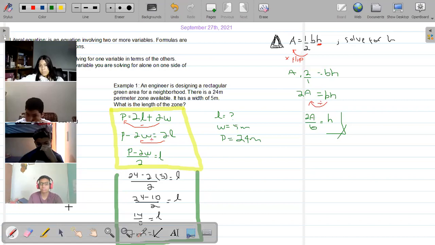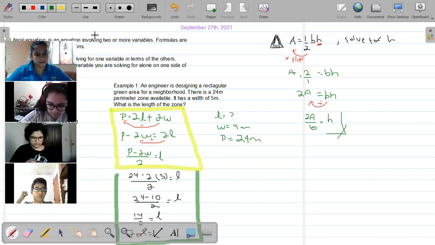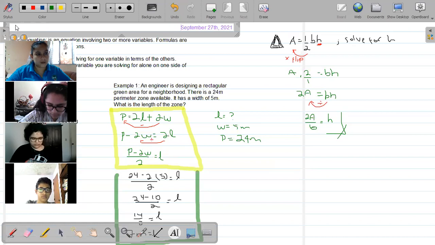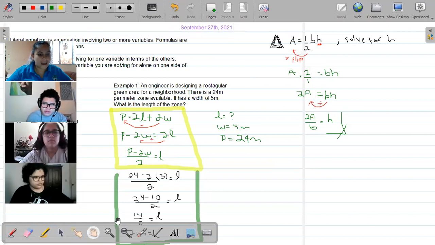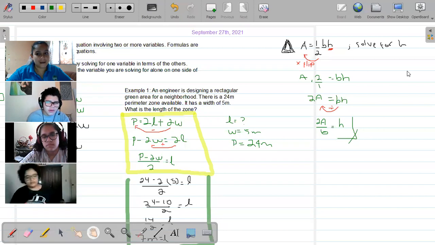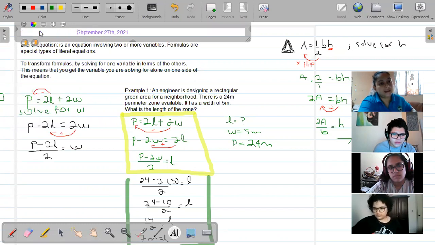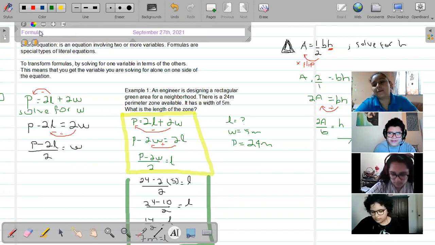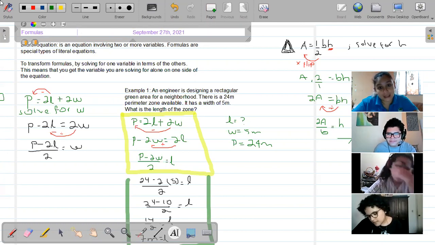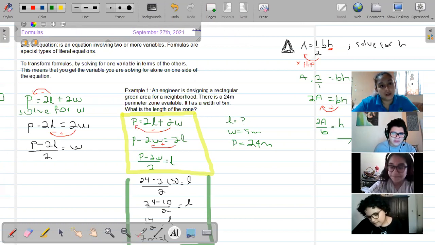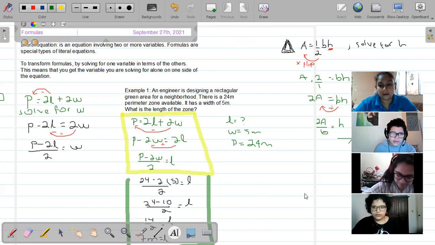Okay, let's place the name of the topic. What's the topic's name? I've been using that word a lot, literal equations. No. What is it, transforming formulas without the transforming? It is only formulas. That's the name of the topic. Even though we're transforming formulas, even though formulas are literal equations, we're just going to call it formulas. Questions? No questions? Okay, let's do one more exercise.